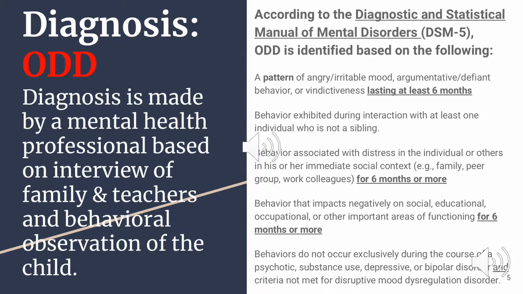And most important is that the symptoms are lasting for 6 months or more. So this is not something where there's a random outburst or today you did something kind of vengeful. This is a pattern of all of these behaviors that last for a period of 6 months or more.